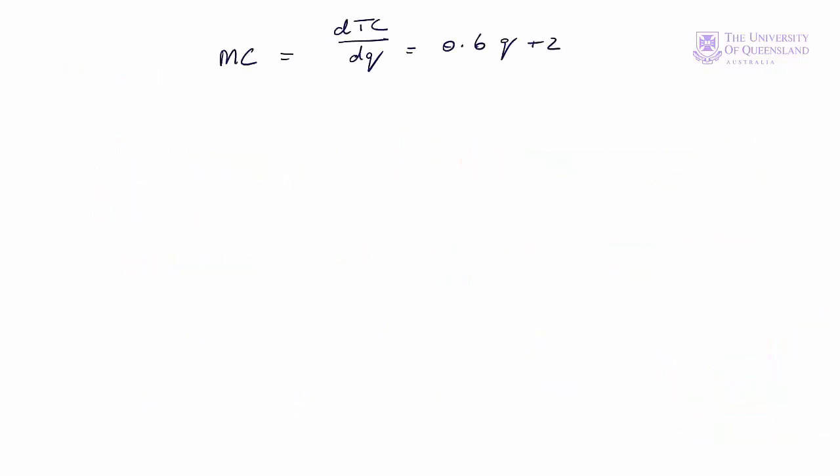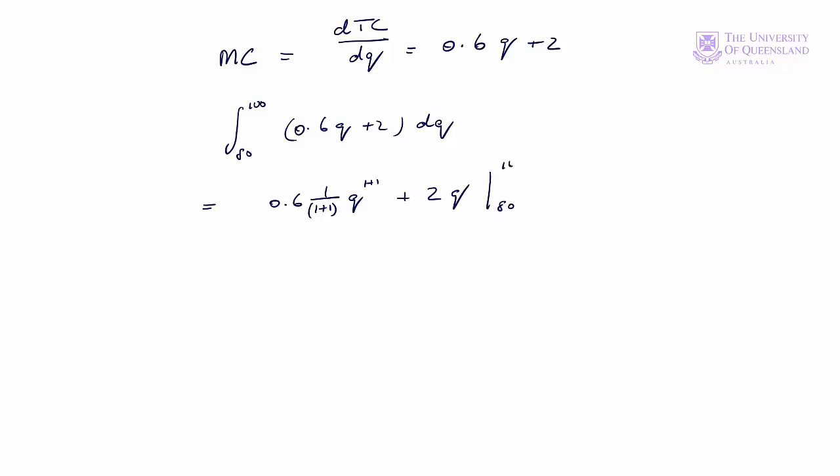Given our marginal cost function, that implies the change in total costs will be the integral from 80 to 100 of our marginal costs, 0.6q plus 2 dq. Integrating that, we'll have 0.6 as the coefficient. That'll be q. A is 1, so the new coefficient will be 1 plus 1. We'll divide by a plus 1, 1 plus 1. Plus, well, 2 is a constant, so applying our constant rule, we'll have 2 times q. And we're evaluating that from 80 to 100. Simplifying that, we get 0.3 times q squared plus 2q.